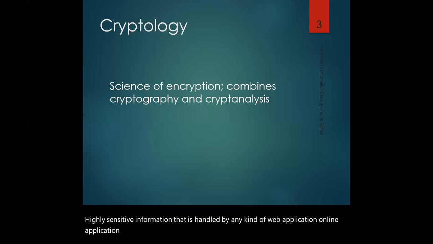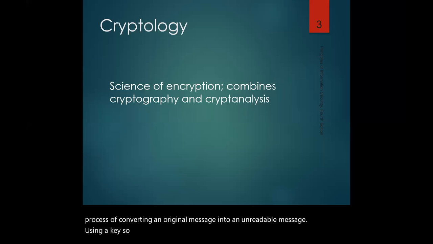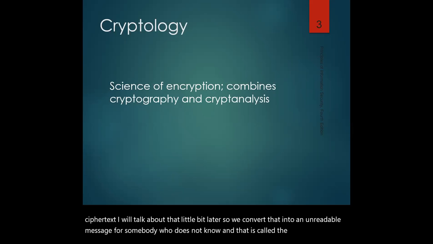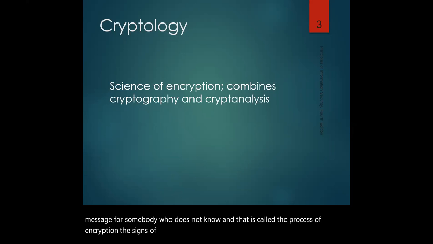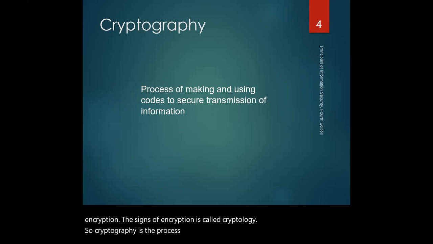How do we define encryption? Encryption is the process of converting an original message into an unreadable message using a key. You take a message and convert it into what we call a ciphertext. I will talk about that a little bit later. We convert that into an unreadable message for somebody who does not know the key, and that is called the process of encryption. The science of encryption is called cryptology. Cryptography is the process of making the codes to secure the transmission of information. That means the process of encryption and decryption, we call cryptography.